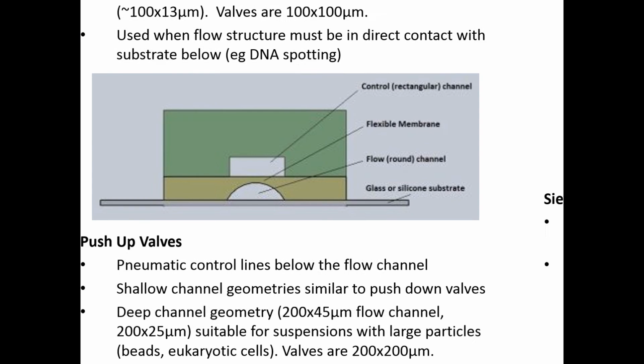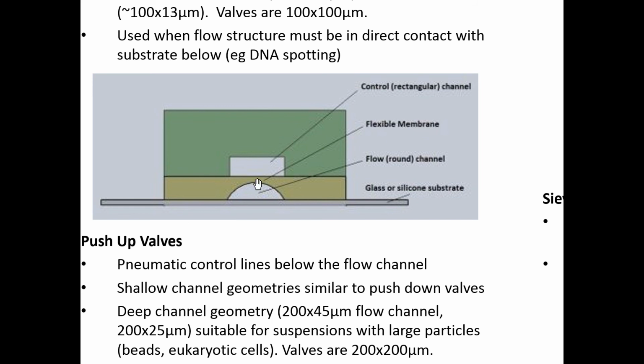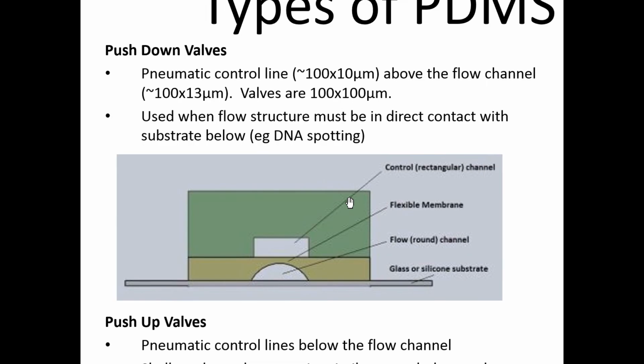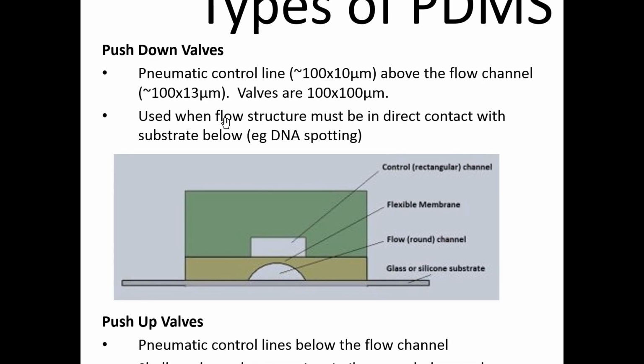So the membrane region is made this way. If you heat up the photoresist and melt it a little bit, you reflow it, you can get this rounded pattern instead. This type of push-down valve is used when you need the flow layer to be in direct contact with the substrate below. So if you want the flow layer at the bottom, you can use this type of design.